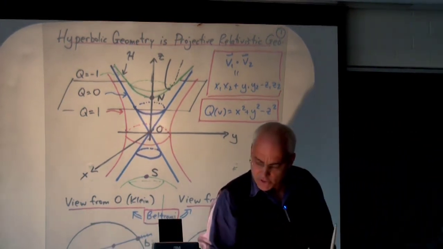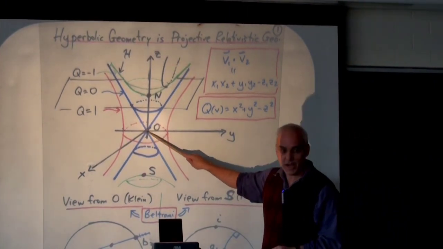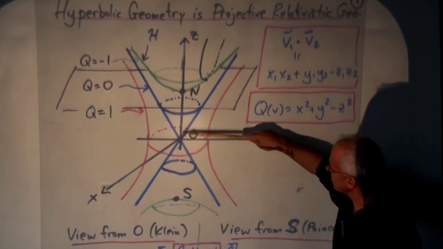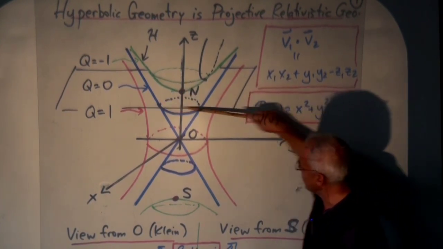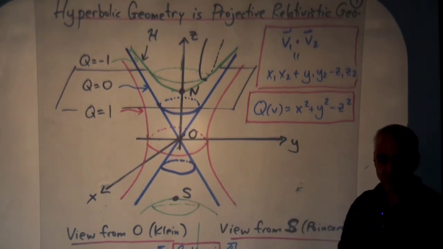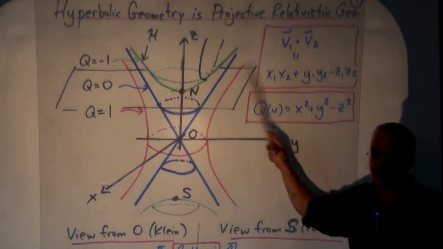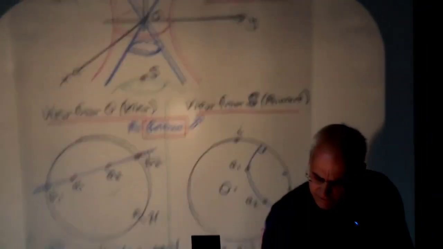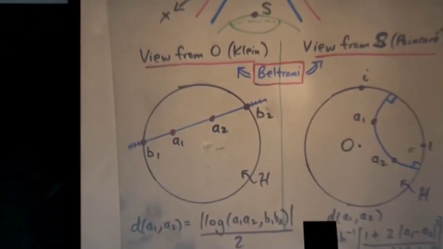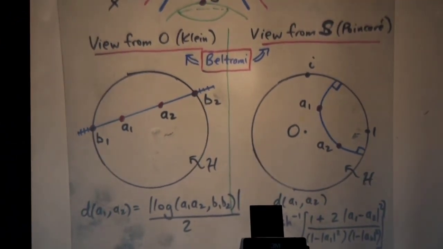Now, it's more familiar to take a two-dimensional picture of this, and there are two possible two-dimensional pictures that are usually used. One is when we look at things from the origin, so we're looking up at this sheet, and we project onto the tangent plane at this north pole. That's the Klein picture. And there's another picture, the Poincaré picture, where you project from the south pole onto an equatorial plane, still looking at this fundamental manifold. So this gives us these two views, and in the first view, the geodesics are straight lines, and in the second view, the geodesics are arcs of circles which are perpendicular to the boundary.